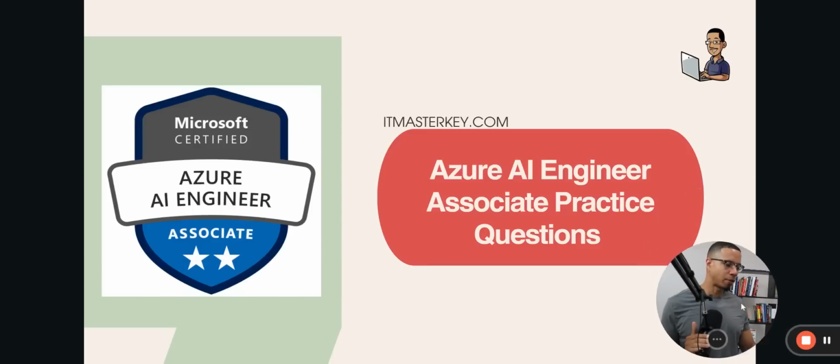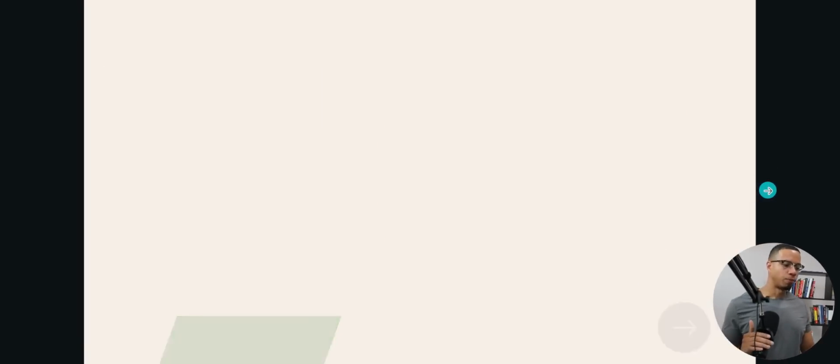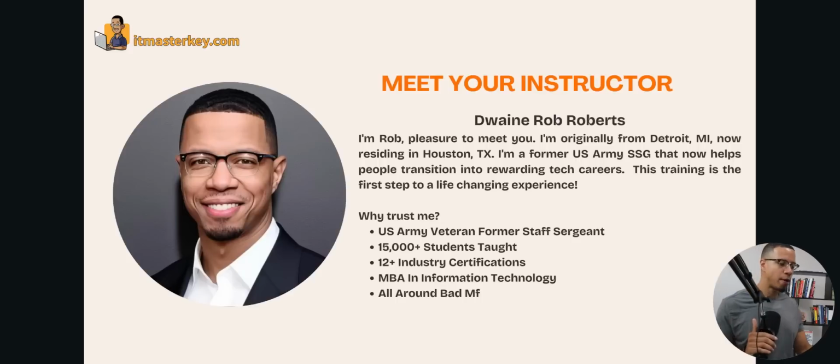So I'll make this guy smaller, move this guy over. All right, so just a quick introduction to me. I'm Rob. I'm originally from Detroit, Michigan, and I help people just like you get certifications just like this and start rewarding tech careers. I have been doing this for almost 20 years. I have 15,000 students taught, and that's counting. Last time I counted, that's how many people I helped get certifications and get into IT. I have 12 industry certifications, I have a master's in this stuff, and I'm an all around good guy.